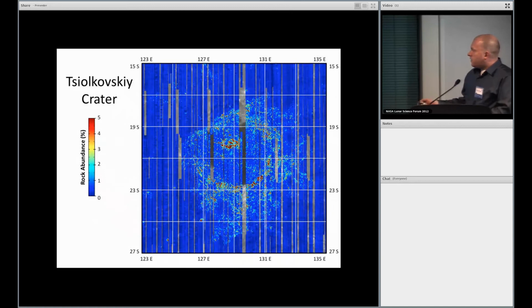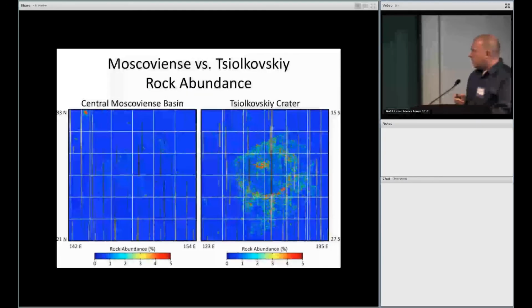Highest rock abundances are in the central peak region and along the inner margin of the crater rim, but unlike many other craters that we see of Tsiolkovskiy's age, this is upper Imbrian age, we see significant blocky components in the ejecta, and basically haven't seen this anywhere else. So if we compare it to Moscoviense, which is a few hundred million years older, but a different formation process, there's just no comparison. Tsiolkovskiy has far more blocky material.